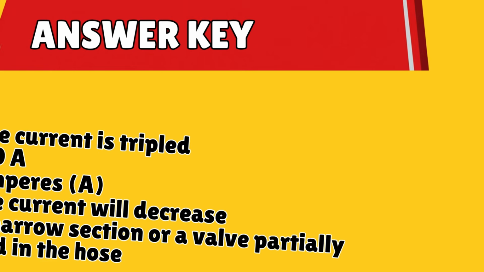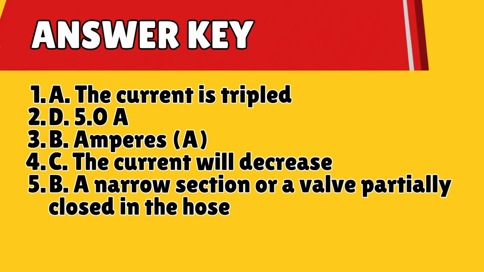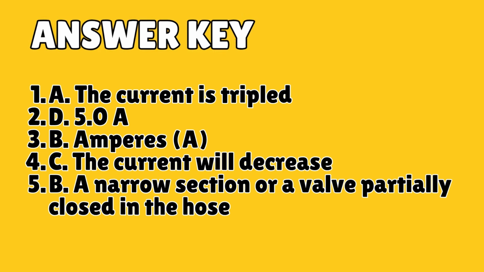Okay, let's check your answers. The correct answer for number 1 is letter A. The current is tripled. Number 2, the correct answer is letter D, 5 amperes. Number 3, the correct answer is B, amperes. Number 4, the correct answer is letter C. The current will decrease. And number 5, the correct answer is letter B. A narrow section or a valve partially closed in the hose.